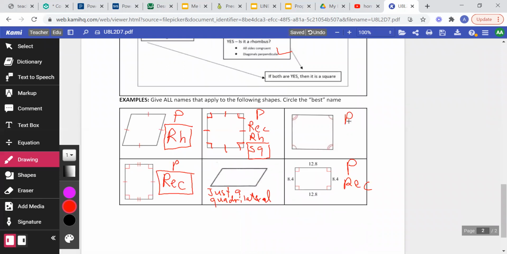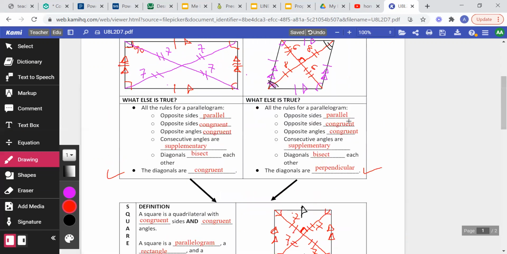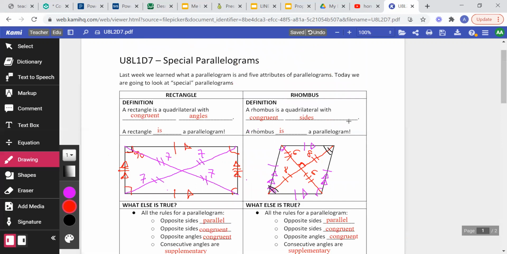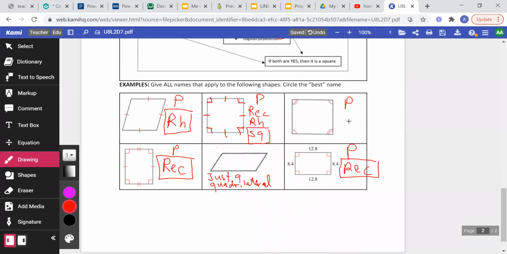Can it be a rhombus? No. Okay, why? Because the definition of a rhombus says what? All sides are congruent. Since all sides are not congruent here, this cannot be a rhombus. So a figure that can only be a rectangle and cannot be a rhombus cannot be a square.